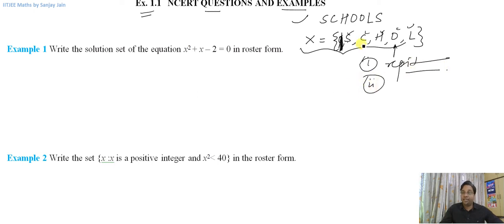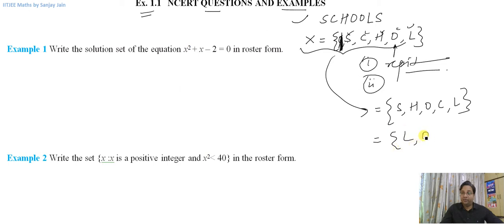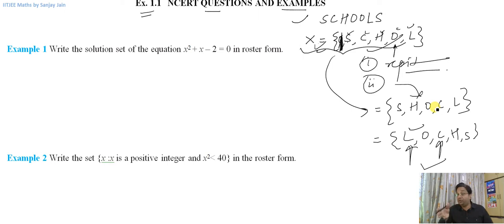The second thing that we can learn from here is that you can write this set in various ways. You can write this as S, H, O, C, L or L, O, C, H, S. All these are the same because they convey the same meaning, that C belongs to this set X, L belongs to this set X. Even this conveys the same meaning. So the order in which the elements are written does not matter. You can write the elements inside it in any order, but you don't have to repeat the elements. Okay, so this is what I wanted to say before starting the exercise.